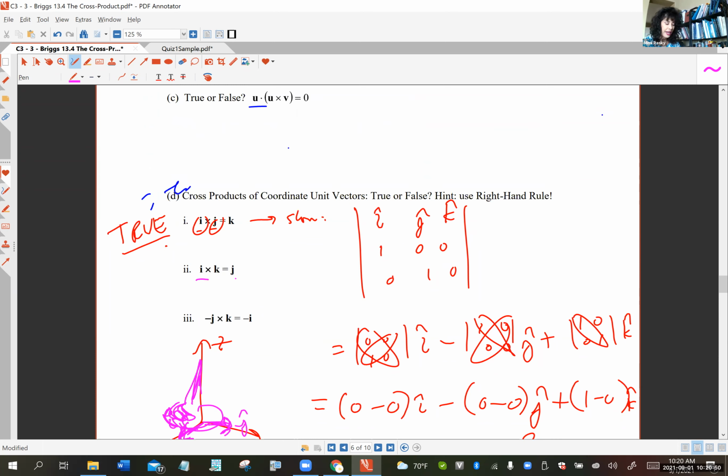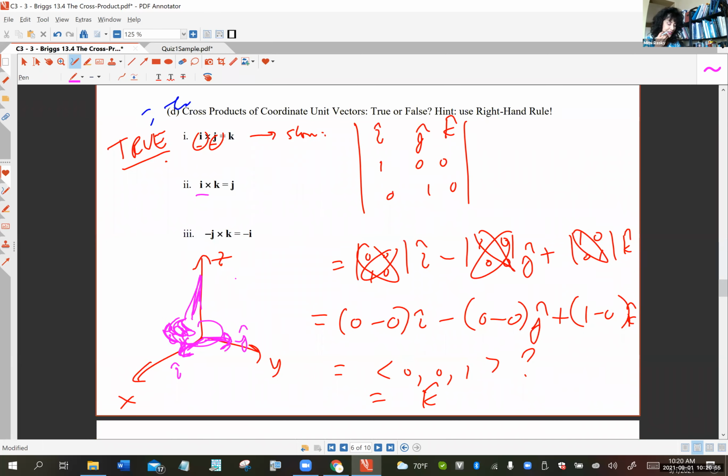Now, what about i hat cross k hat? Is that going to give you j hat? It turns out this is false, and you can use your right-hand rule. If I were taking my fingers and I'm underneath here, the table, and I use my fingers to first go through i and then through k, and then close down my hand, am I going to point in the j hat direction? No, that'll be false. Sorry, it's going to be negative.